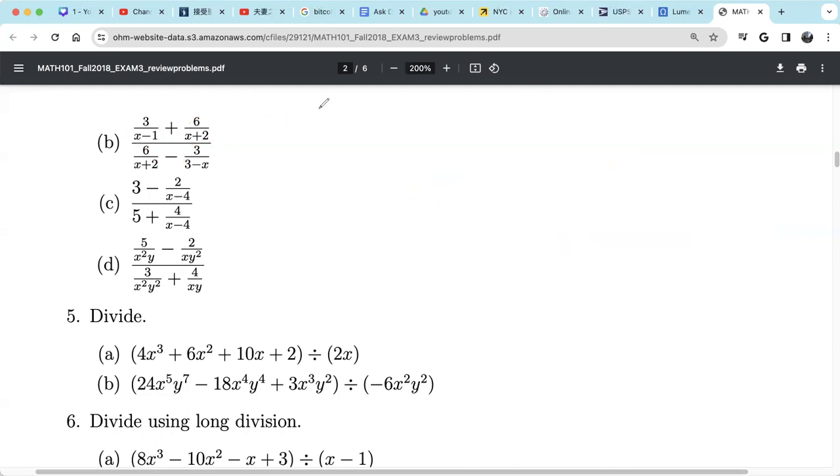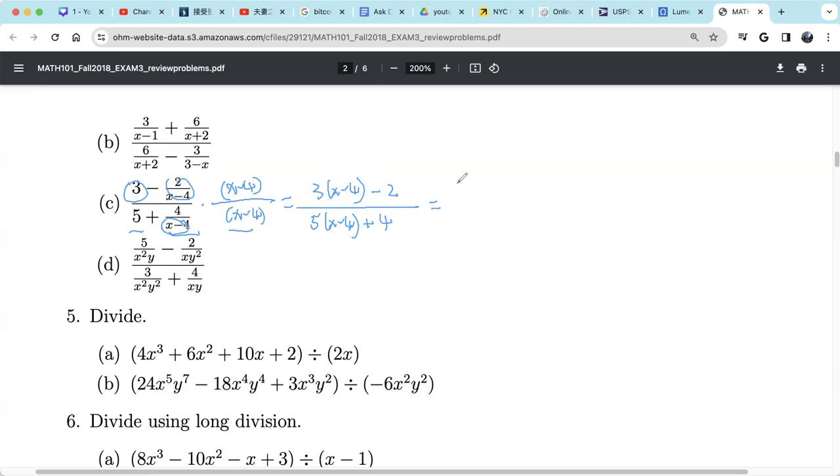Now let's look at C. C, we're going to do the same. The denominator is only x minus 4. So we're going to multiply by x minus 4 divided by itself, right, that's multiplying by 1. Then 3 times x minus 4, so 3 times x minus 4. Then this term times x minus 4, just minus 2. 5 times x minus 4, 5 times x minus 4. Then this term times this, just plus 4. The x minus 4 in the denominator and the x minus 4 in the numerator cancel each other.